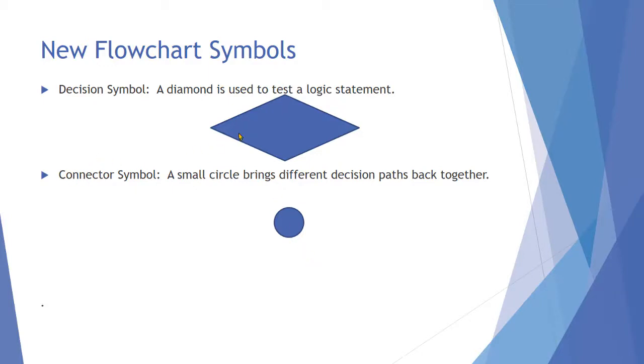But when we have a split, we usually have to bring those processes back together at the end, and so a small circle is a connector symbol, and that brings different paths back together. So here's what that looks like.